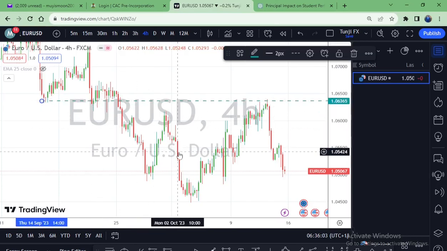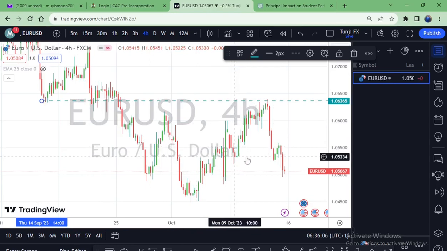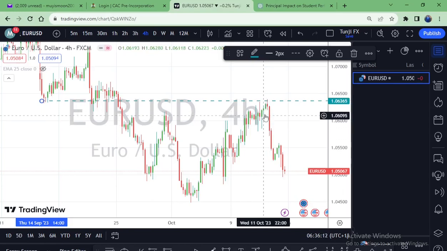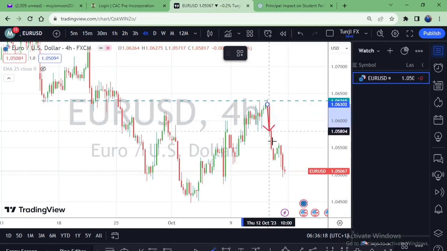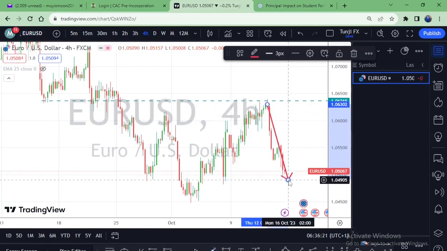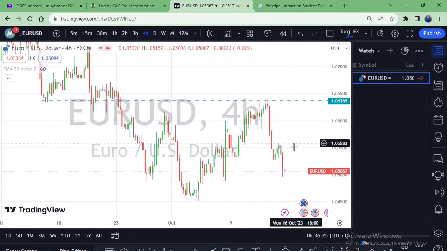So for entry, we are targeting this area. Immediately as market got to this area, we took our sell. Market now dropped down. Even the news supported it, so it gave us more confidence.